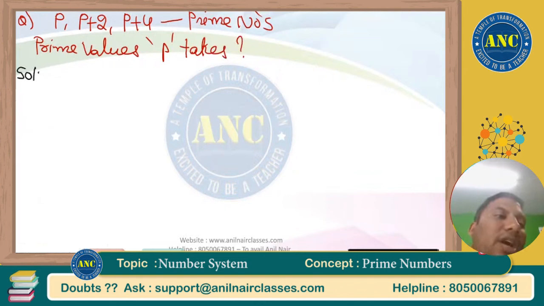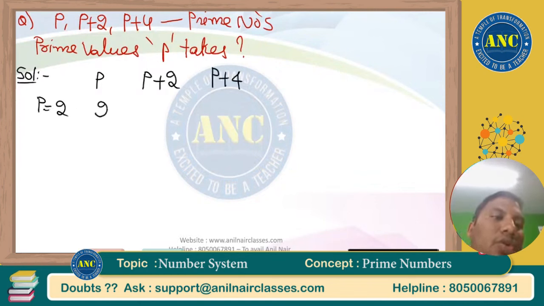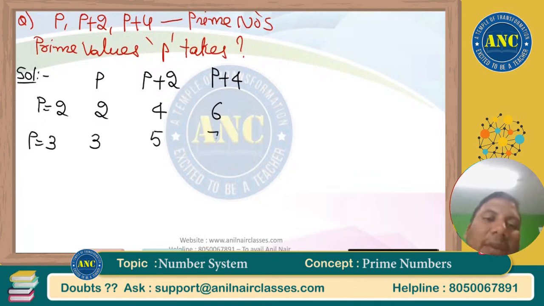Listen carefully to the solution structure. P, P plus 2, P plus 4. The lowest prime number is 2. So 2 plus 2 is 4, 2 plus 4 is 6. The next prime number is 3. P equivalent to 3: 3 plus 2 is 5, 3 plus 4 is 7. Any prime number greater than 3 is of the form 6k plus or minus 1.